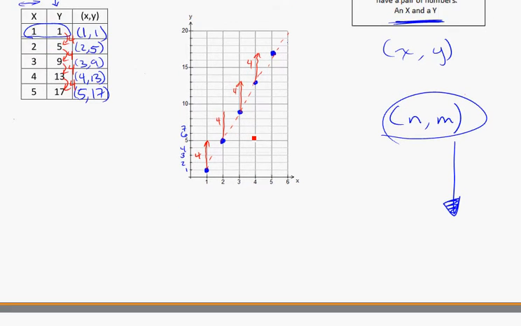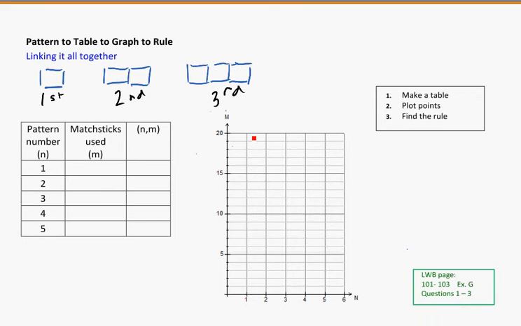So let's look at an example that's similar to the work that we did earlier, when we actually have a physical pattern to look at. So here we have a pattern to table to graph to rule type of situation, where you may see something that's familiar to you. Here we see this pattern's built with little twigs or matchsticks, however you want to think about it. And so the first thing I'm asking you to do is actually fill in the table. Similar to what we've done before, we just need to count up the number of matchsticks for each pattern number. So the first pattern number, that's n equals 1. We have 1, 2, 3, 4 matchsticks.